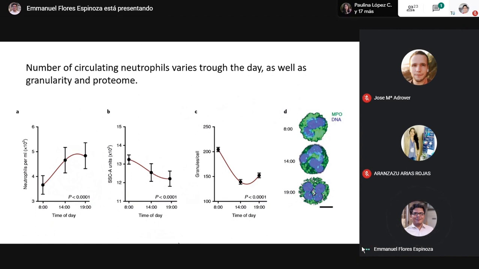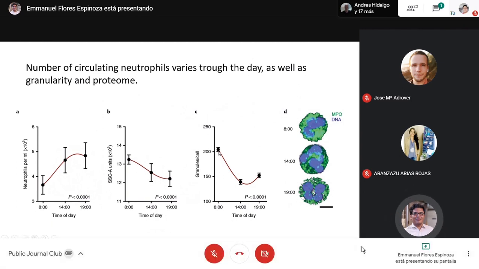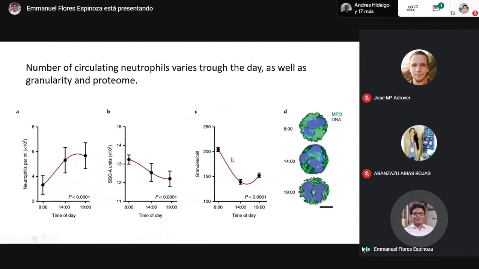There's also an effect on the granularity of these cells. We can see that even if there are more neutrophils in the afternoon, these neutrophils are less granular, as seen here by side scatter measurement of these cells. They also evaluated the number of granules present in these cells, and we can see that there is a decrement in the granules present in these cells.